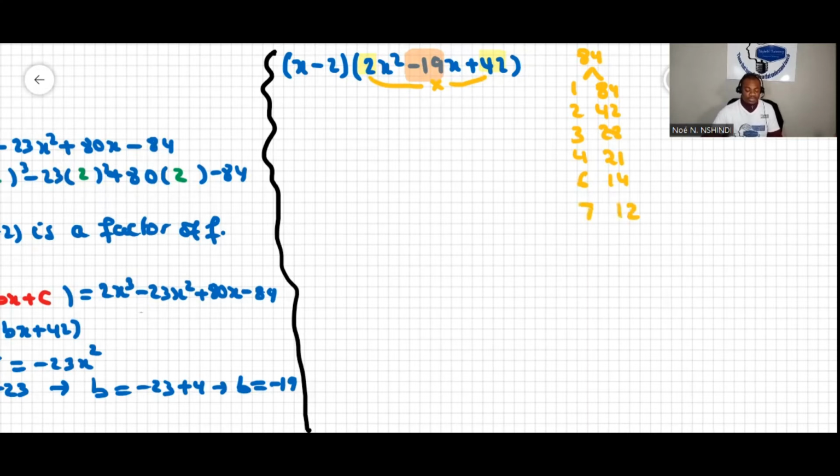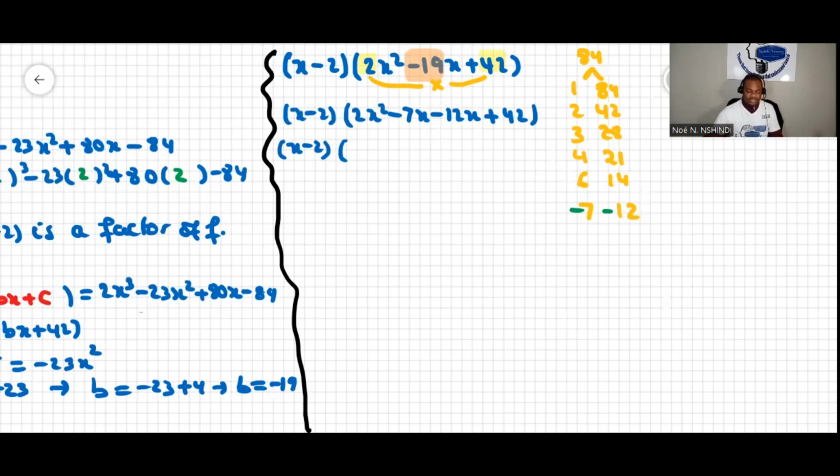Now in the list here, which couple will make a sum equal to -19? We can see that with -7 and -12, we can get -19. So this can be written as x minus 2, and then 2x squared minus 7x minus 12x plus 42.